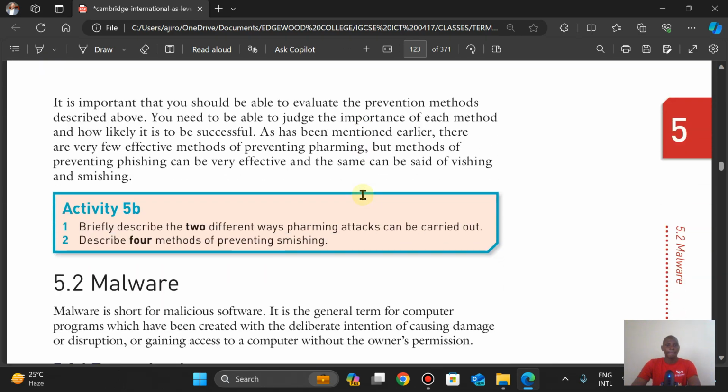It's important that you should be able to evaluate the prevention methods described above. You need to be able to judge the importance of each method and how likely it is to be successful. As I've mentioned earlier, there are very few effective methods of preventing pharming, but methods of preventing phishing can be very effective. And the same can be said for vishing and smishing.